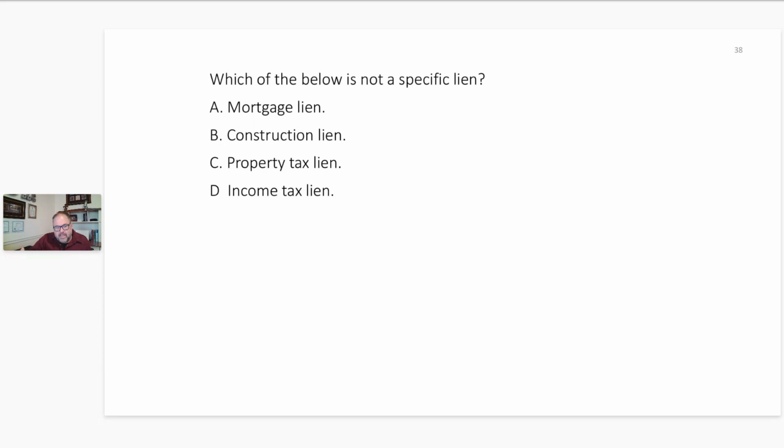Income tax lien, somebody forgot to pay their income tax. That's a general lien. That's not specific because they're not after the property, they're after the person. So it's going to attach to all the properties. It's general to all the properties. A, B, and C are specific to one property. So we're looking at answer D.